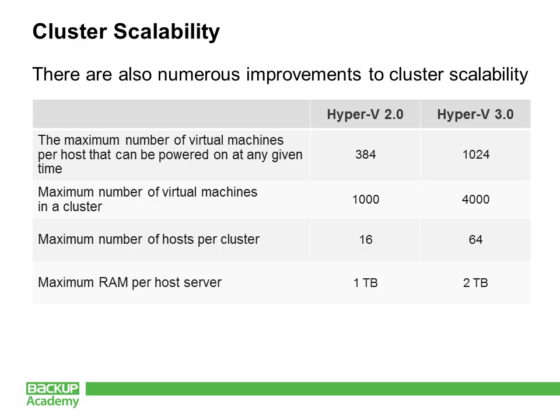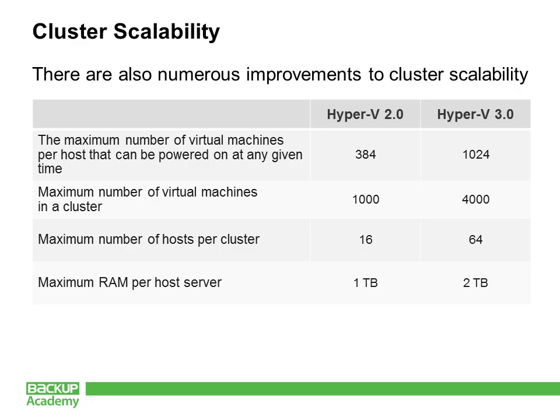The maximum number of hosts per cluster. In HyperV 2.0, you could have a cluster made up of 16 hosts. In HyperV 3.0, that same cluster can accommodate up to 63 hosts. So that really opens up a lot of possibilities with regard to what you can do with that cluster. This makes distance clustering a lot more practical. You can have cluster nodes in other locations.